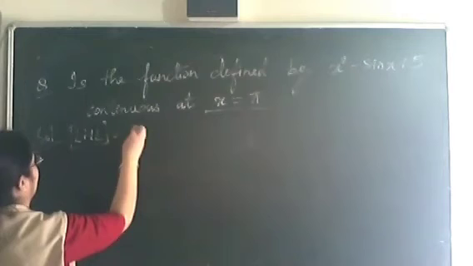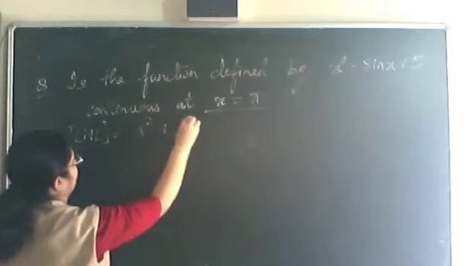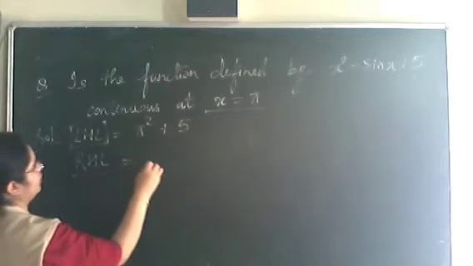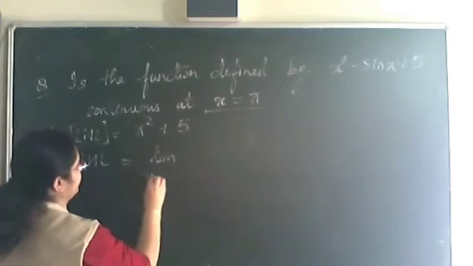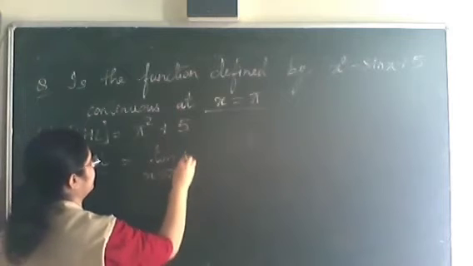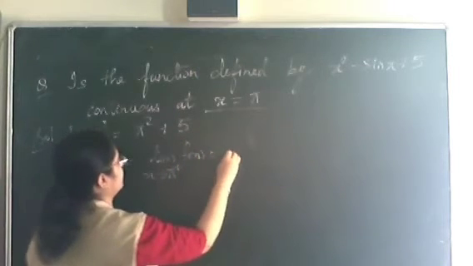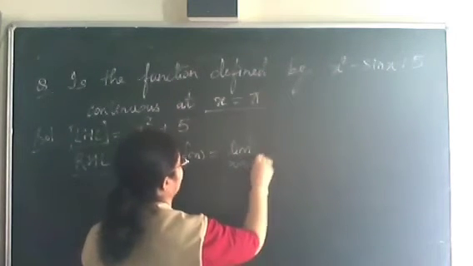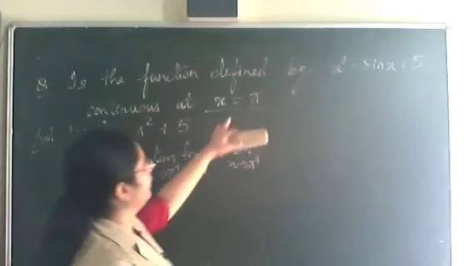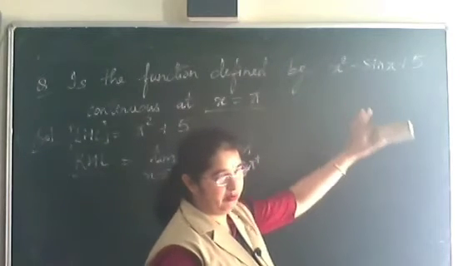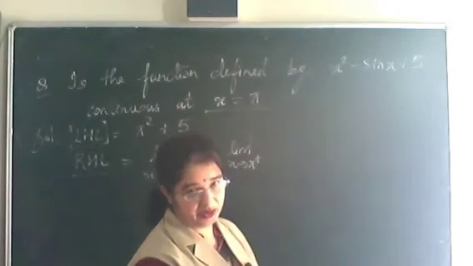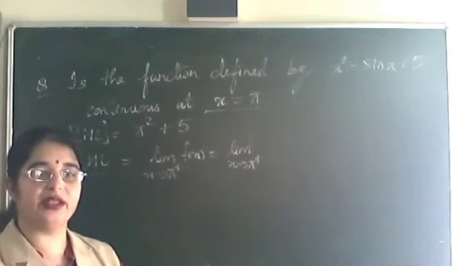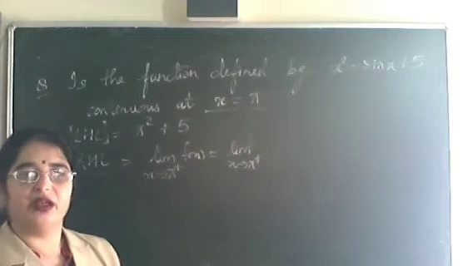Clear. So what was it? Pi square plus 5 was our LHL. Now we will calculate RHL. Again, RHL will be equal to what? Limit x tending to pi plus f(x), the function is the same. Here we have to find the function; it is not changing. In some earlier questions the function was changing at less than and greater than. Here the function is the same.